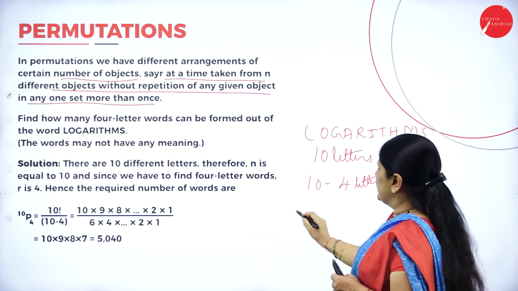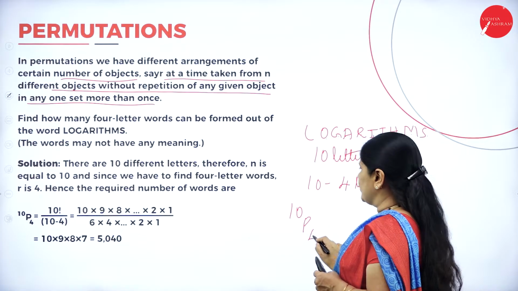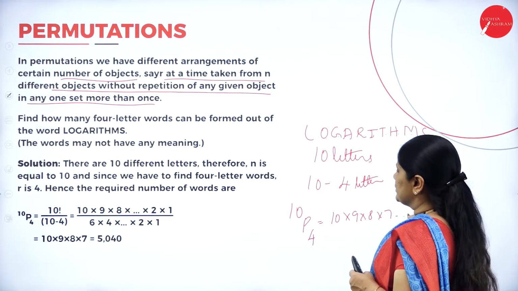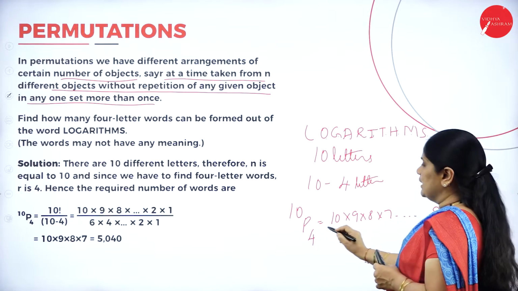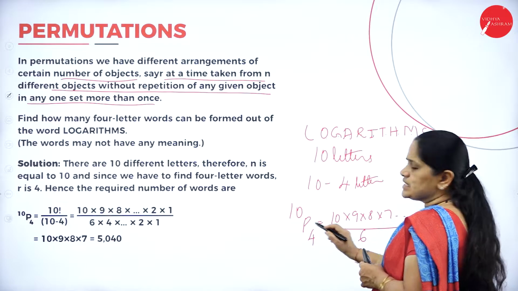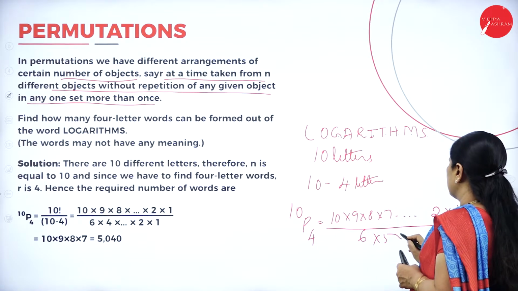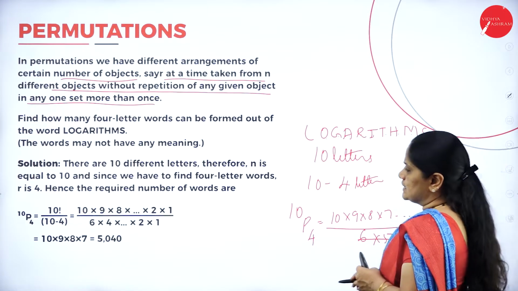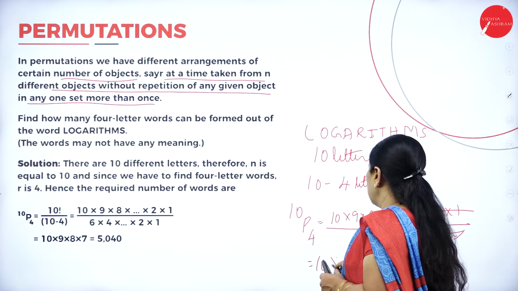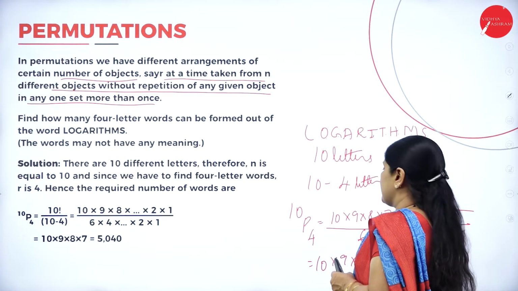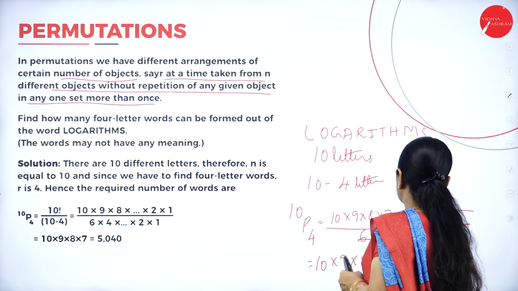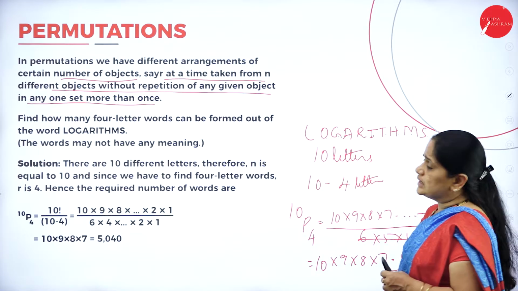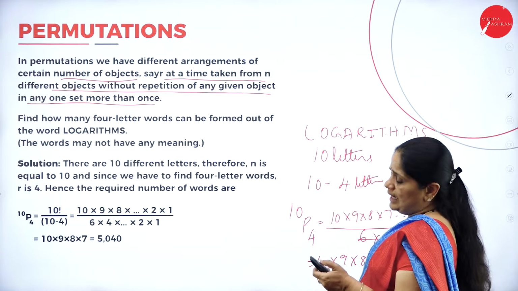So, it will be equal to 10P4. This will be 10 into 9 into 8 into 7 into up to 2 into 1, divided by 10 minus 4, which is 6, 6 into 5 into 4 into 3 into 2 into 1. So, this gets cancelled, and I am left with 10 into 9 into 8 into 7, which is 5040 ways. There are 5040 ways of arranging this 10-letter word into 4-letter words.